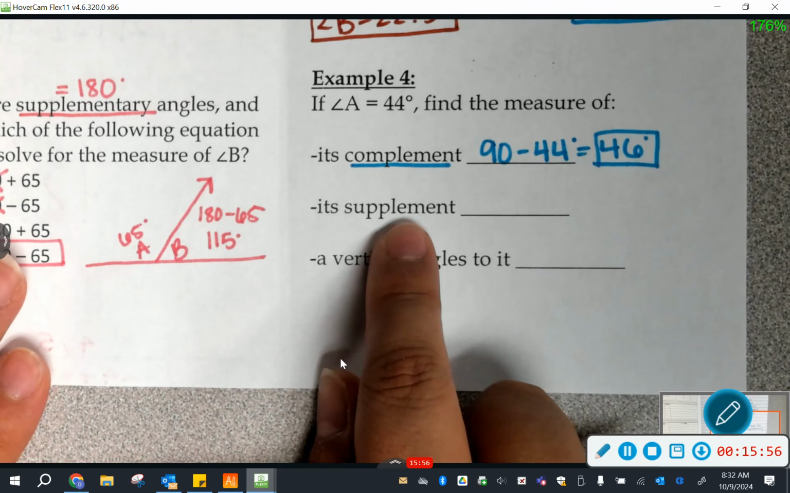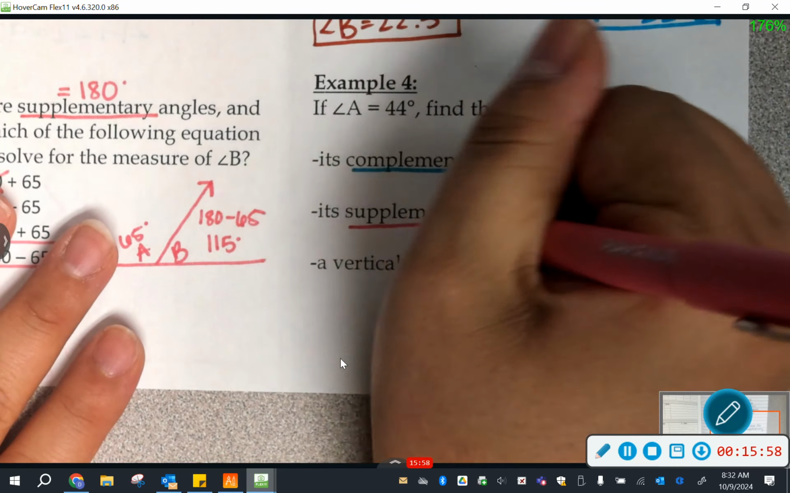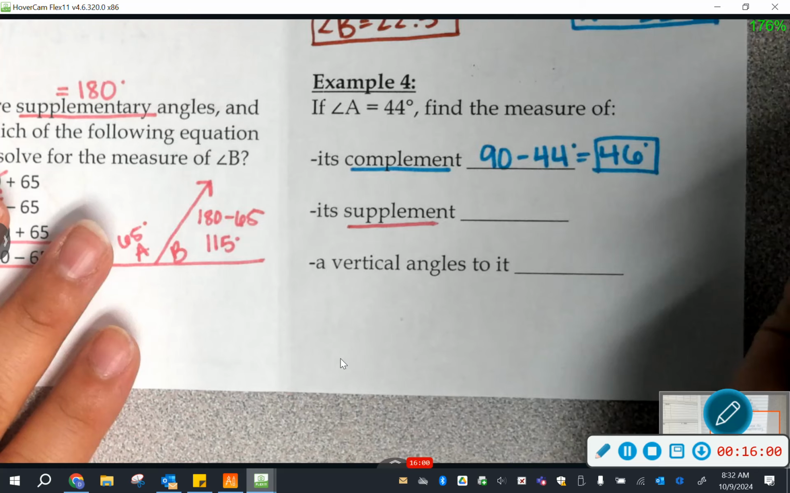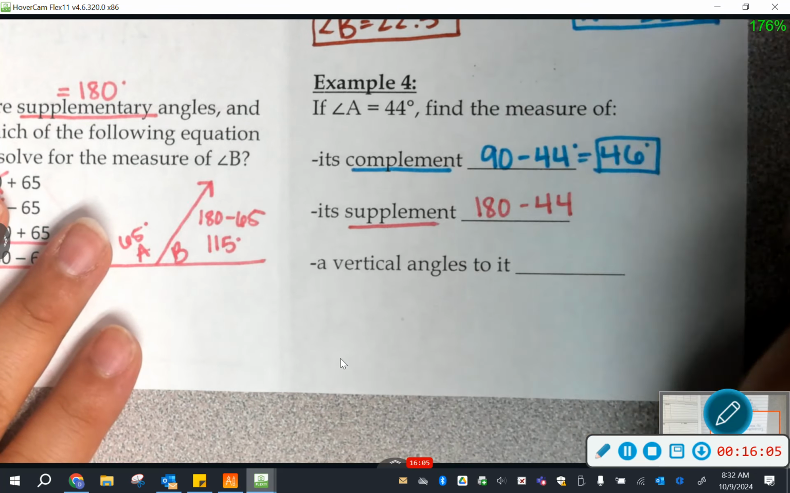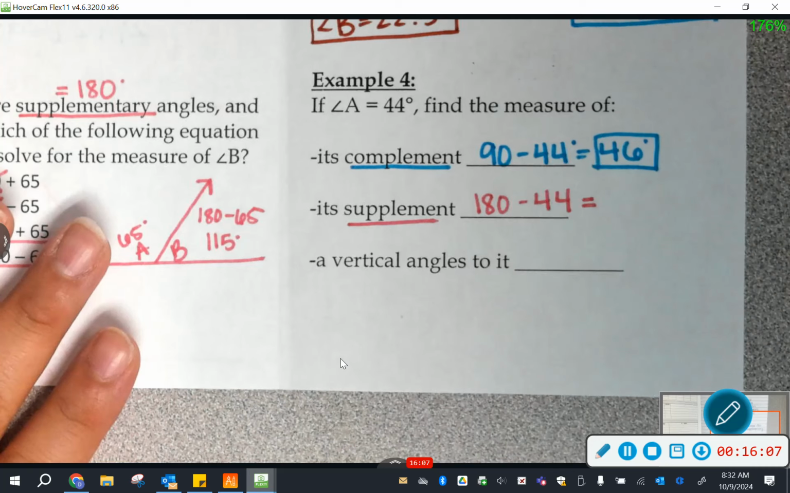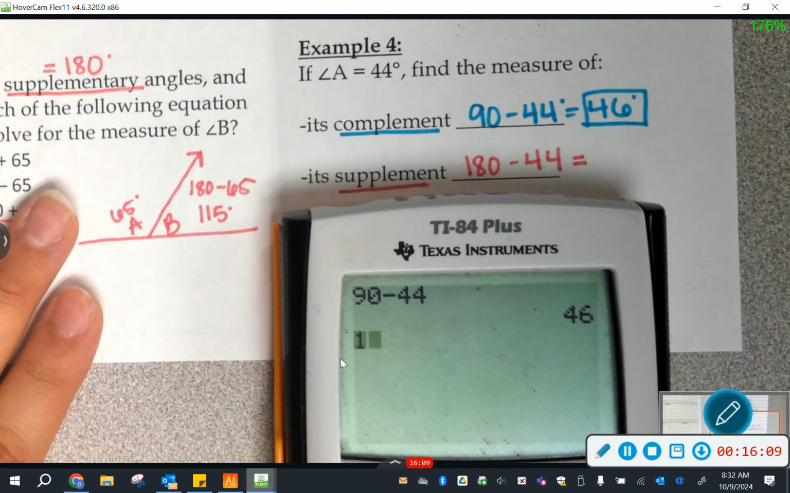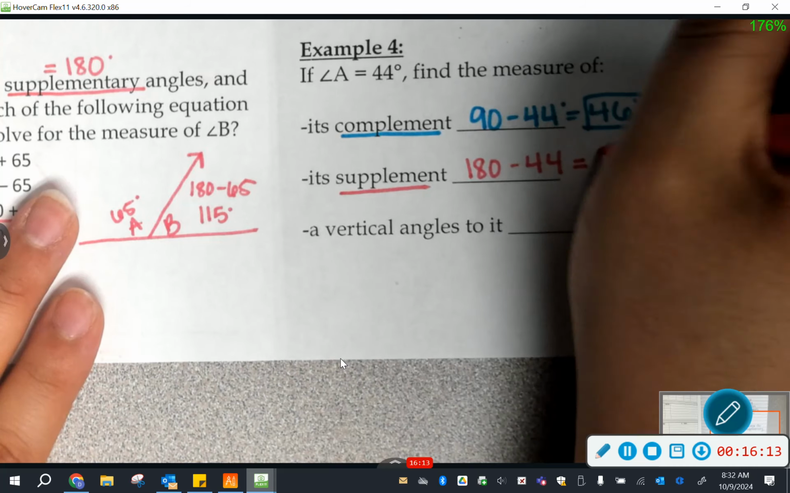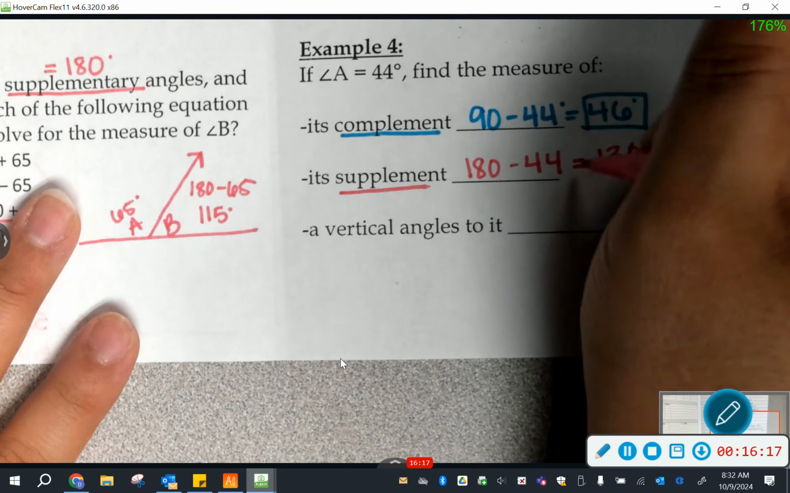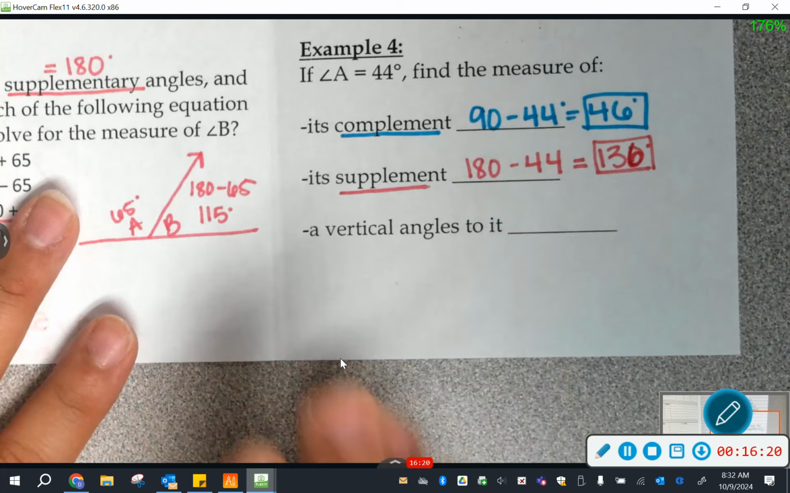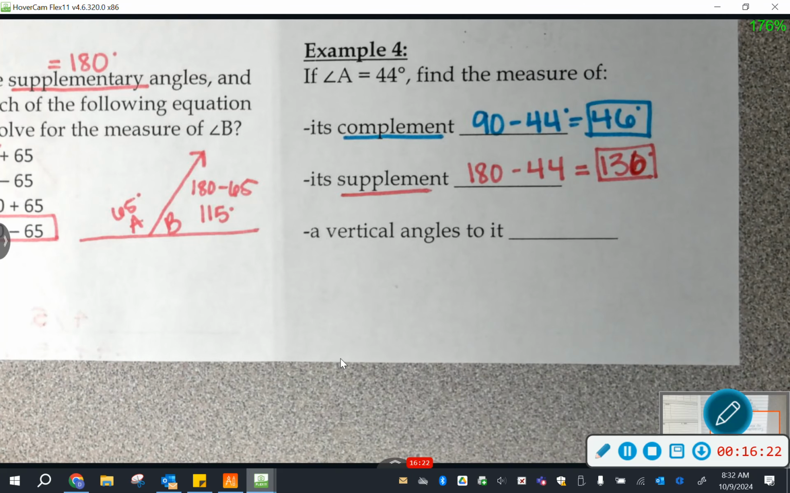Supplementary. What does supplement mean? 180. So what am I going to do here? Minus it by 180. What is 180 minus 44? 136. So for complementary, don't forget degrees. For complementary, you subtract from 90. Supplement, you subtract from 180. Write this down.